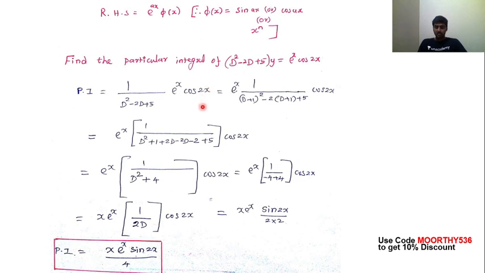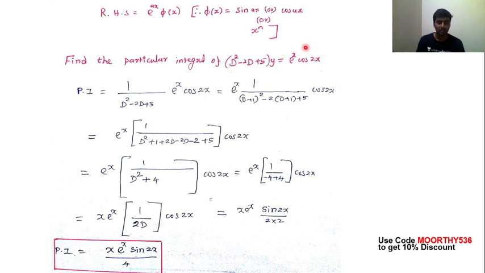This is the next case. RHS equal to e power ax into phi of x, where phi of x is equal to sin ax or cos ax, or x power n. Now I am explaining one problem.